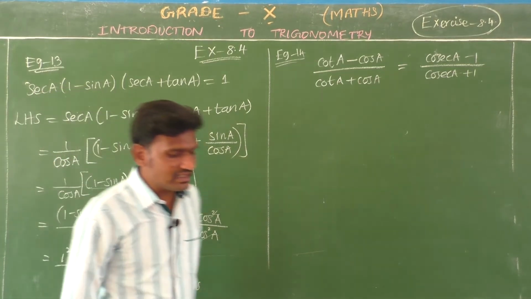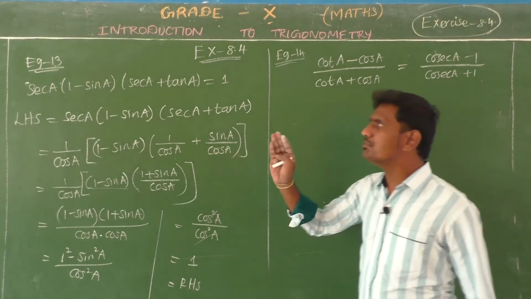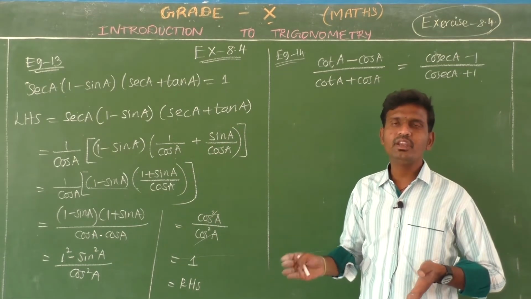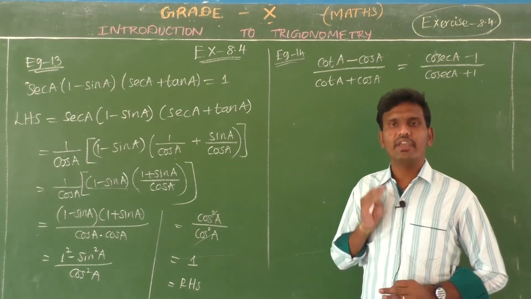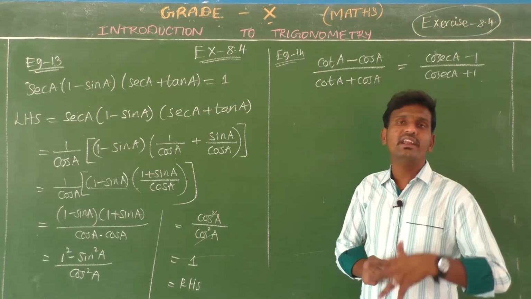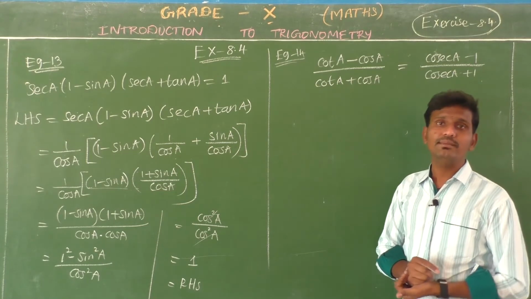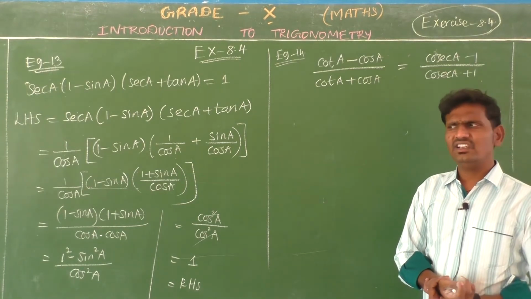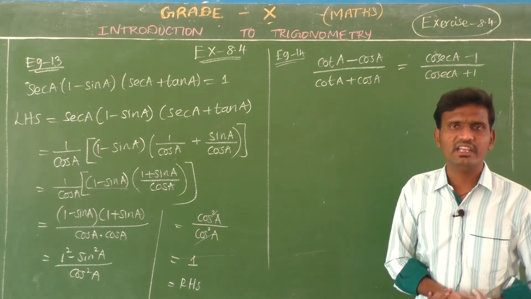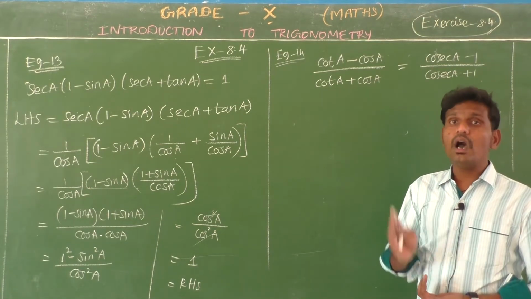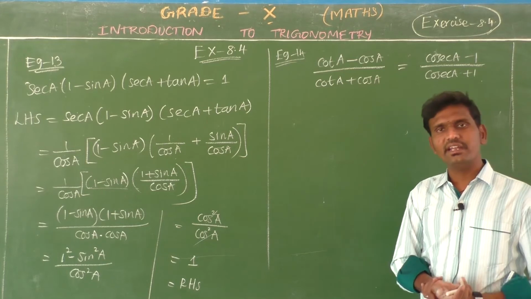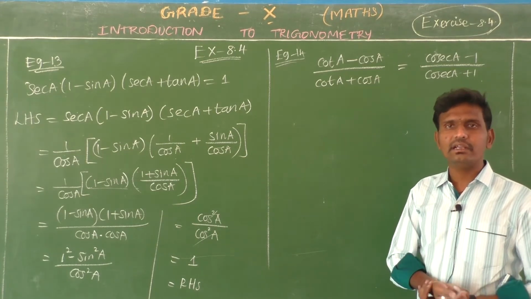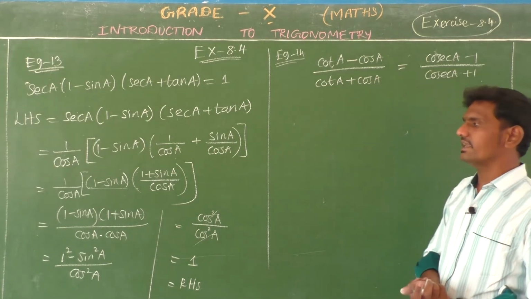Okay students, listen carefully all of you. In this pattern of questions, you have a left side and a right side. In most problems we take the left side and prove the right side, in some problems we take the right side and prove the left side, and in a minimum number of problems we have to prove on both sides, simplifying left side and right side individually until both are equal. Okay students, nice.